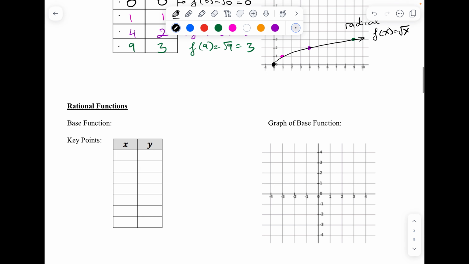All right, let's look at this rational function. So this is the function f of x is 1 over x.